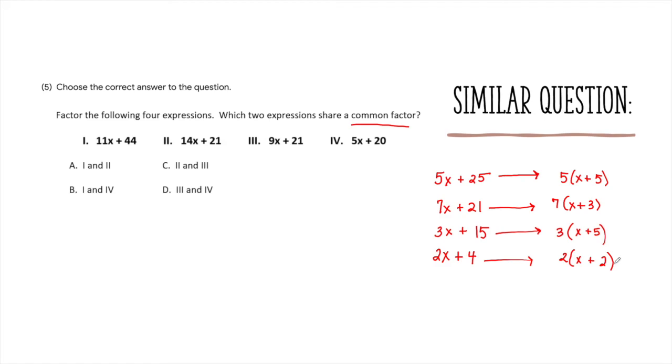And the question is, which 2 share a common factor? You want to look at all the factored forms, and if you notice, the first one and the third one share a common factor, x plus 5. So that's what they want you to do here. Factor, factor, factor, factor, and then look at all of the factored forms, and 2 of them are going to have a factor in common.